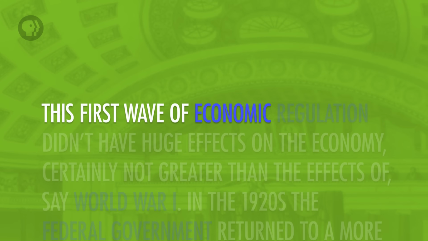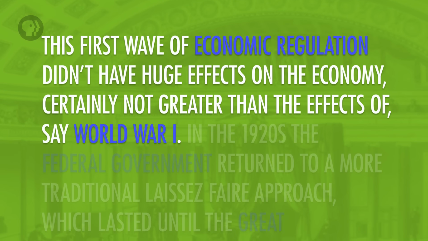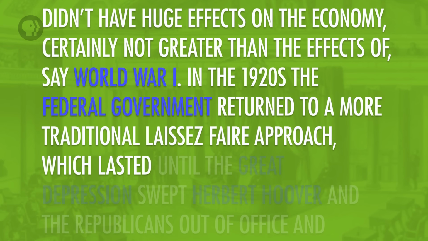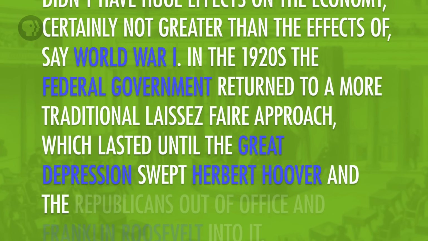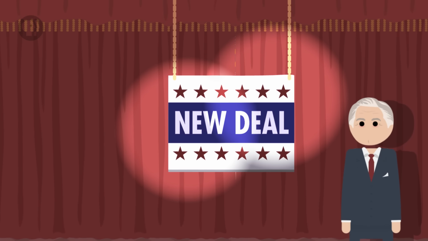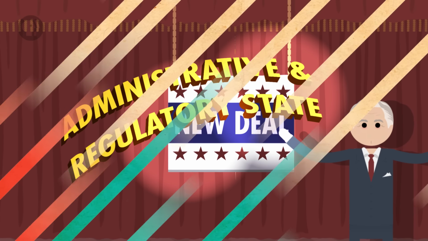The first wave of economic regulation didn't have huge effects on the economy, certainly not greater than the effects of, say, World War I. In the 1920s, the federal government returned to a more traditional laissez-faire approach, which lasted until the Great Depression swept Herbert Hoover and the Republicans out of office and Franklin Roosevelt into it. And with Franklin Roosevelt came the New Deal and the advent of what law schools sometimes like to call the administrative and regulatory state. Thanks, Thought Bubble.